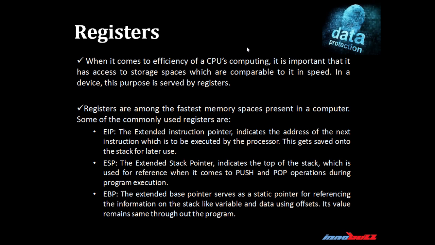Some of the commonly used registers are EIP, the extended instruction pointer, which indicates the address of the next instruction which is to be executed by the processor. This gets saved onto the stack for later use. Next is ESP, the extended stack pointer, which indicates the top of the stack, and is used for reference when it comes to push and pop operations during program execution. The next would be EBP, or the extended base pointer, which serves as a static pointer for referencing the information on the stack, like variables and data, using offsets. Its value remains the same throughout the program.